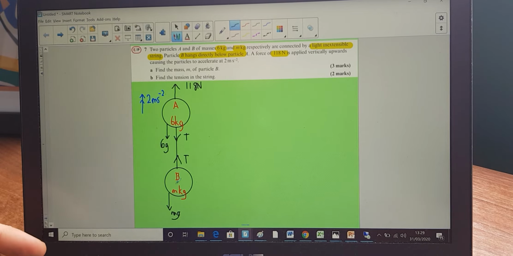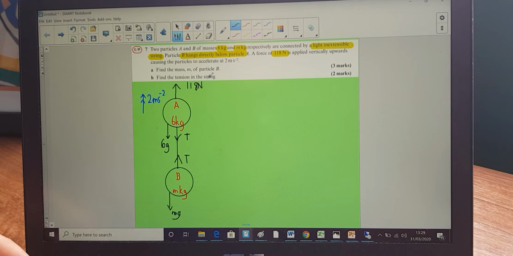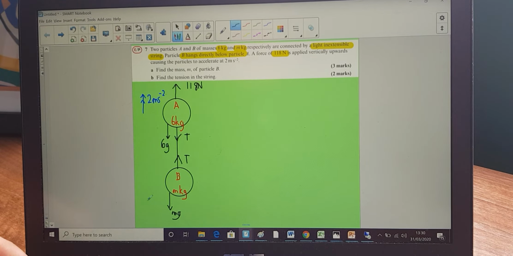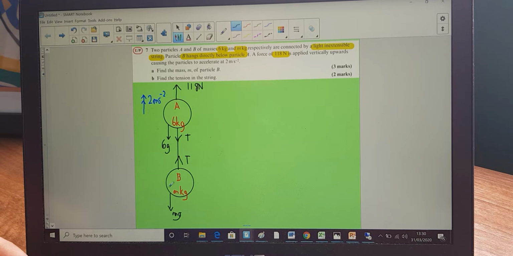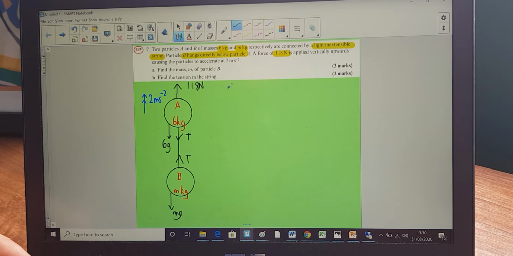I don't know what the tension is and I don't know what the mass is, so there are two unknowns. There are lots of different ways we can approach these problems. I can look at the forces acting on one particular particle, or I can look at the whole system. I'm going to have to look at the whole system for part A, because otherwise I'll have two unknowns, T and m, and I can't do that. So I'm going to resolve.